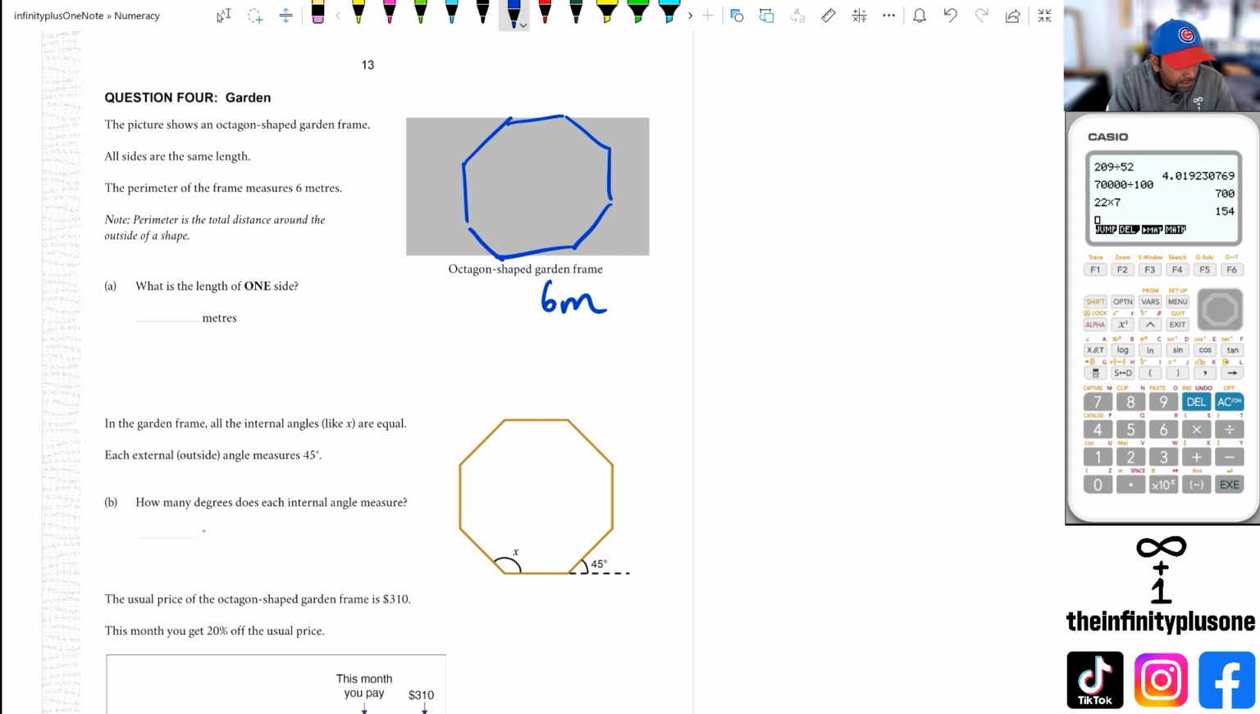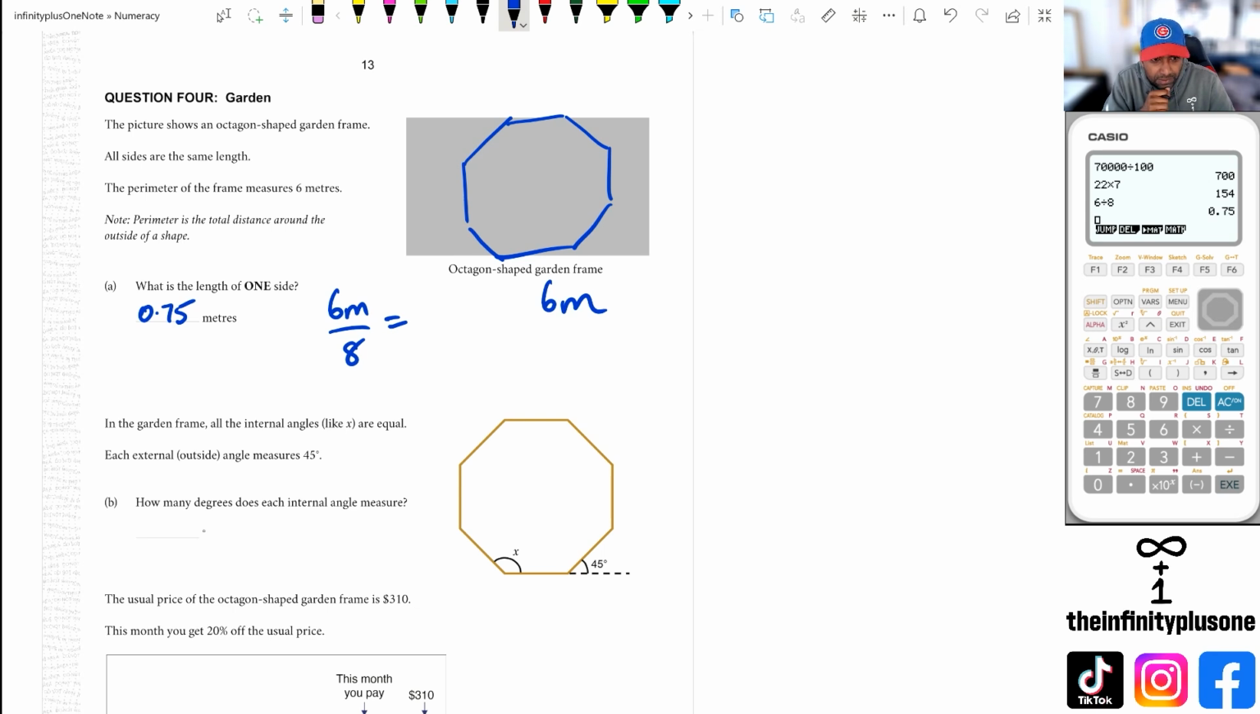So all we're doing here is perimeter is 6 meters. So we're going to go 6 meters divided by 8. And that's going to give me 0.75 meters. So that's what each panel on that octagon is actually worth, or each side.